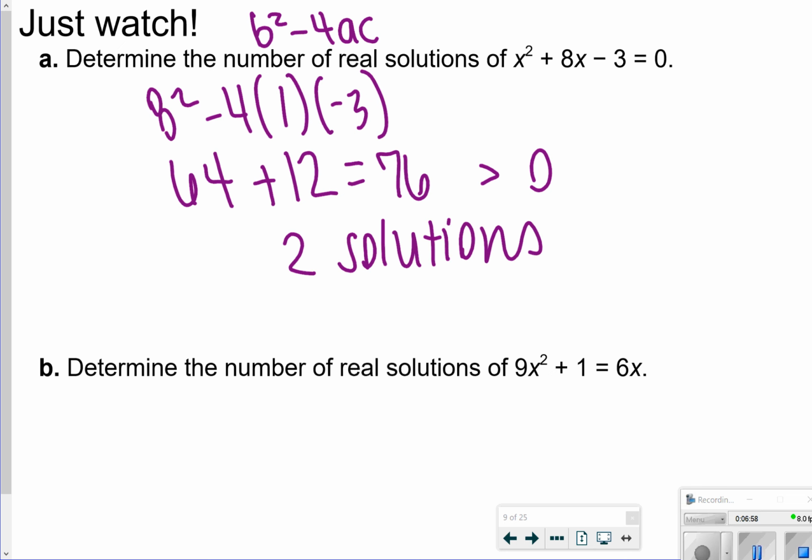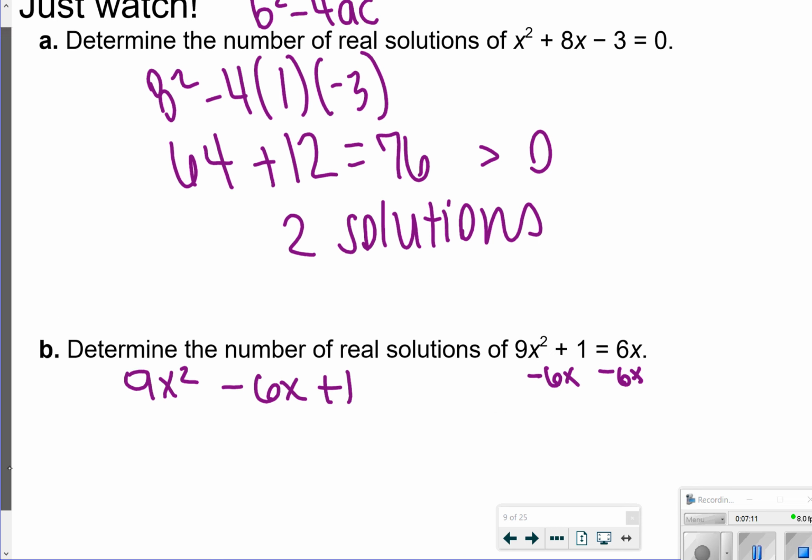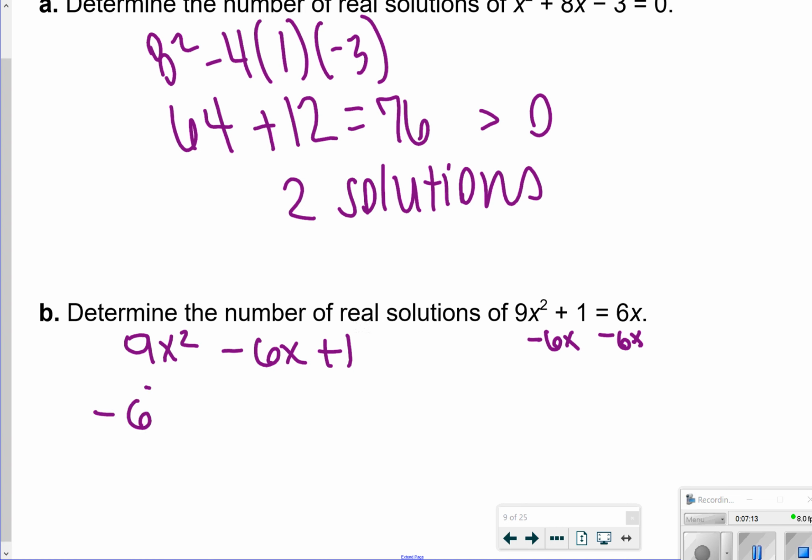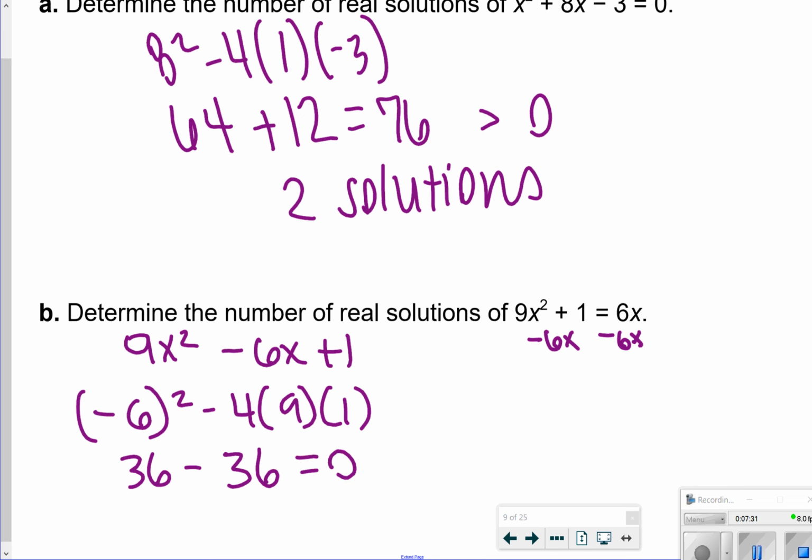Okay? This next one in letter B, notice it's not in standard form yet, so what I'm going to do is subtract 6x to get it over here. So I'll have 9x squared minus 6x plus 1, and then go ahead and plug it into b squared minus 4ac. So negative 6 squared minus 4 times 9 times 1. That's going to be 36, and then negative 4 times 9 is negative 36, times 1 is still negative 36. So 36 minus 36 is equal to 0, and that means there's only one solution.